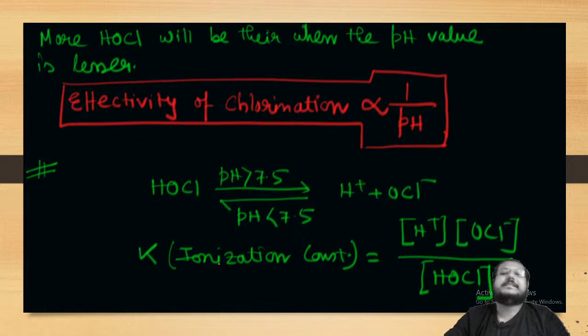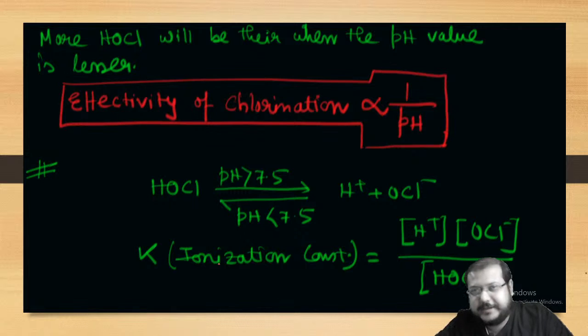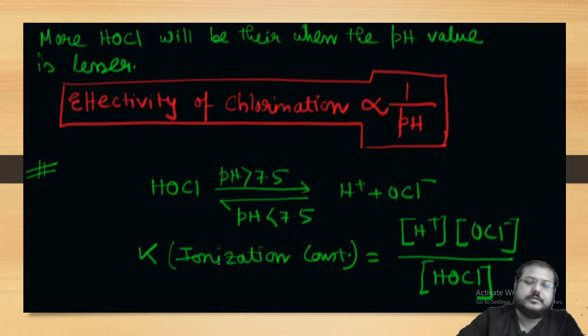Effectivity of chlorination is inversely proportional to pH value, because if pH is higher, more OCl minus ion will be there, which is actually less effective than HOCl. And to get more HOCl in the system, your pH value has to be less. Understood? That's why effectivity of chlorination is inversely proportional to the pH value. Okay, have a look.